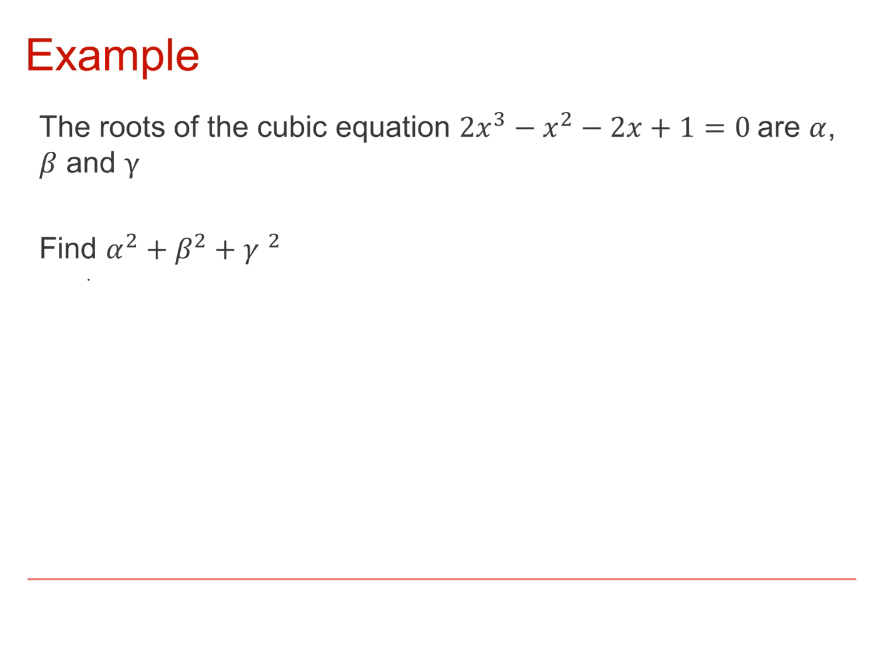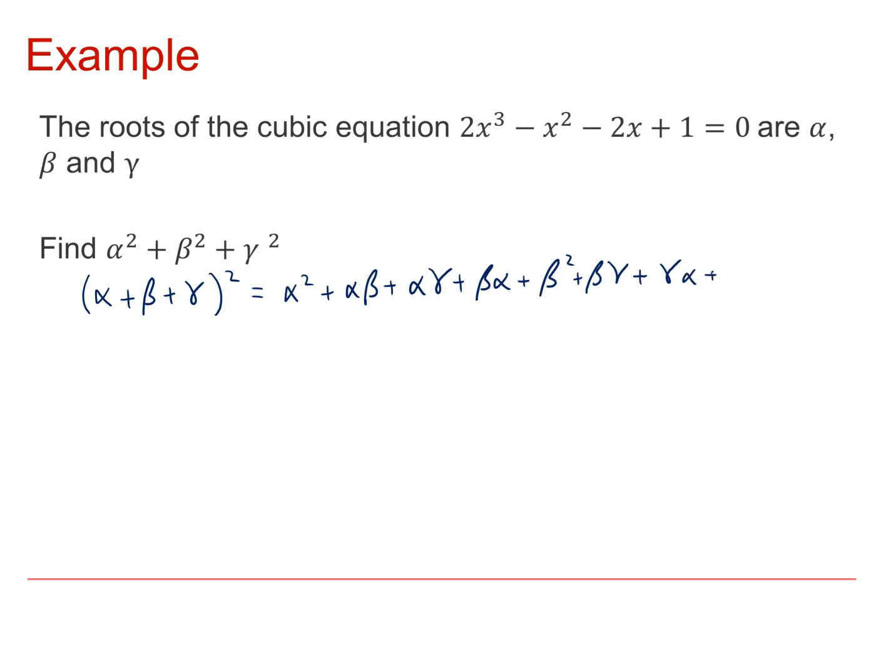But consider this expression: alpha plus beta plus gamma all squared. That's alpha squared plus alpha beta plus alpha gamma plus beta alpha plus beta squared plus beta gamma plus gamma alpha plus gamma beta plus gamma squared.